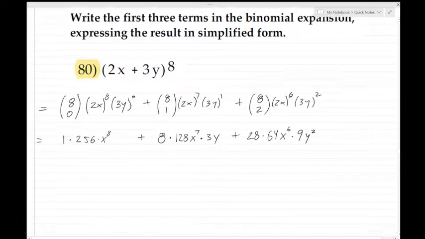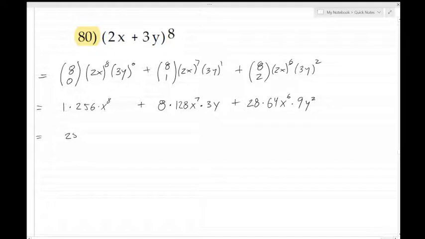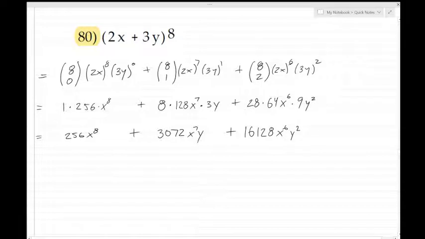Okay, next, 256 x to the 8th plus, we have here to multiply 8 times 128 times 3, we get 3072 x to the 7th y, and then plus 28 times 64 times 9 comes out to be 16,128 x to the 6th y squared. So that's the simplification for the first three terms of the binomial 2x plus 3y all to the power 8. Okay?